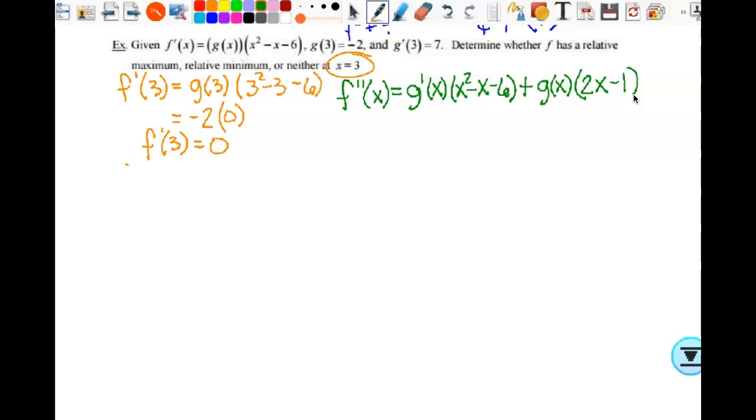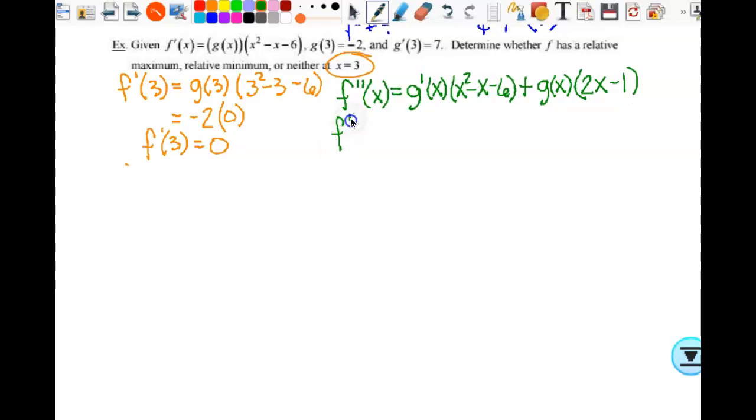Do you agree with my second derivative? We're all good on that? We're still writing? That's okay. I'll give you a second. Sorry. All right. So now what do I need to do? F double prime of 3.